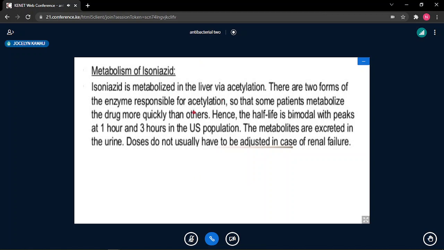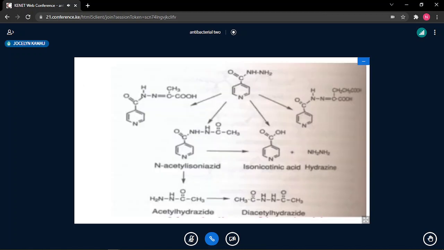So isoniazid is metabolized in the liver. There are two forms of the enzyme responsible for acetylation, so some patients metabolize the drug more quickly than others, hence the half-life is bimodal with peaks at 1 hour and 3 hours in the US population. Metabolites are excreted in the urine. Doses do not usually have to be adjusted in case of hepatic impairment. All we are saying is that you must be careful whether a patient is a fast metabolizer or a slow metabolizer, so that you can adjust the dose accordingly.